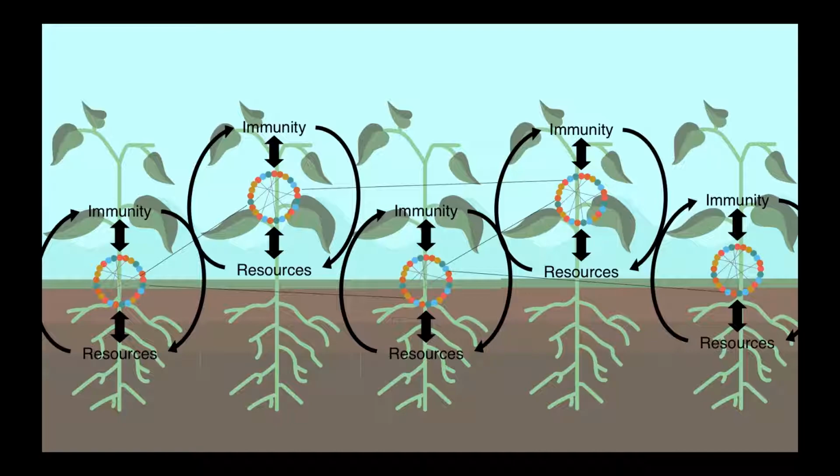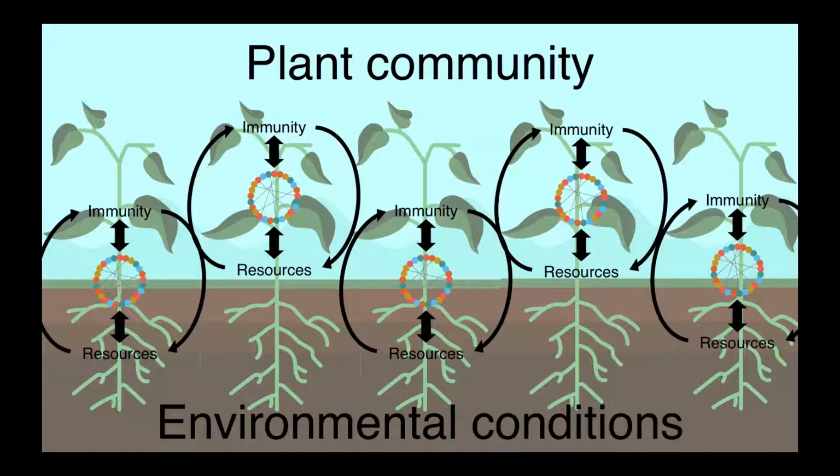Two factors that can really mediate the interactions within these communities are the plant community and the environmental conditions. The reason for this is that the immunity or defenses that the microbes are exposed to depend on which plants are present, as well as their resources, so their tissue nutrient concentration and their ability to gather resources. And of course, environmental conditions can alter all of those factors. So the research that I'm presenting today thinks about how perturbations to these 2 components of the system affect the microbial communities.